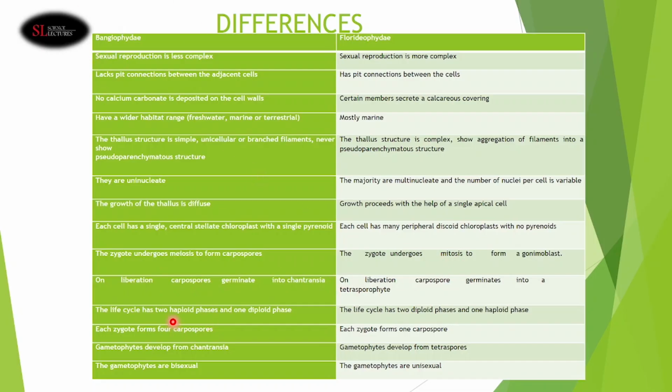Then their life cycle has two haploid phases and one diploid. Here we say two diploid phases and one haploid phase. Then each zygote forms 4 carpospores. Each zygote forms 1 carpospore. Then the gametophytes develop from the Chantransia. Here the gametophytes develop from the tetraspores. Then their gametophytes are bisexual. Their gametophytes are unisexual.